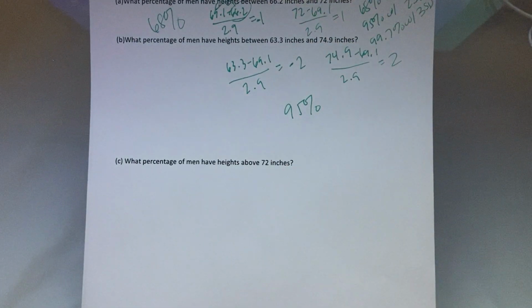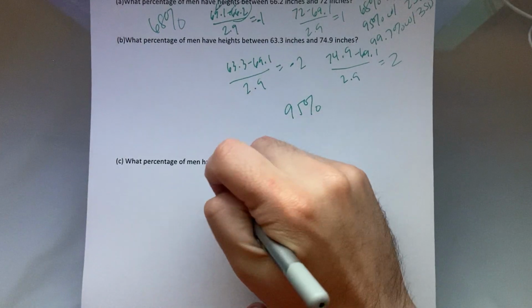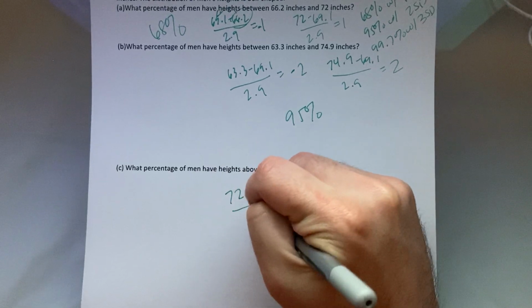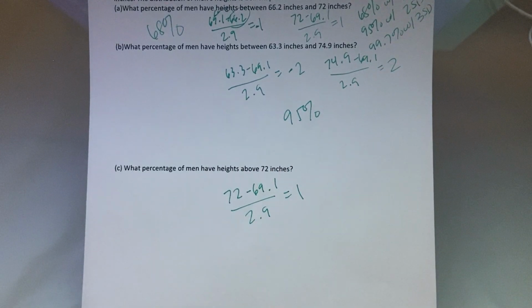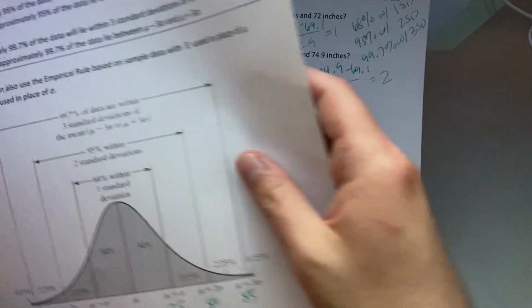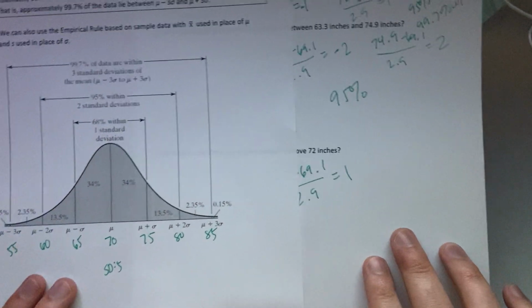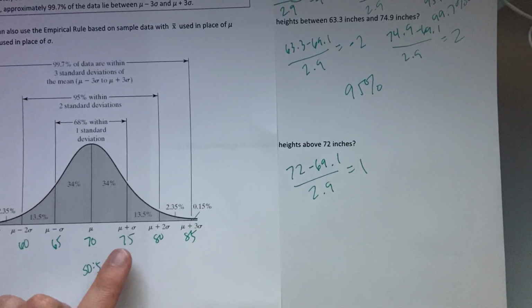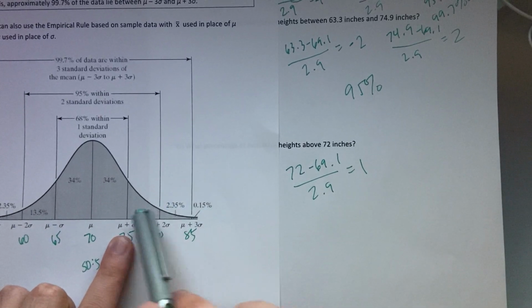Now, here's a different kind of question, though. What percent of men have a height above 72 inches? So we know from part A, 72 minus 69.1 over 2.9 is 1. So what is it really asking us? Let's look at our chart real quick. Here's 1 standard deviation. It's asking for everything above that.